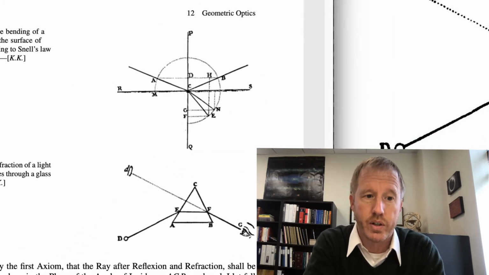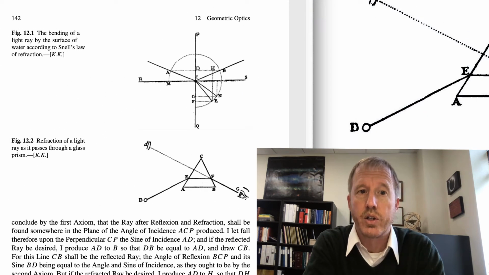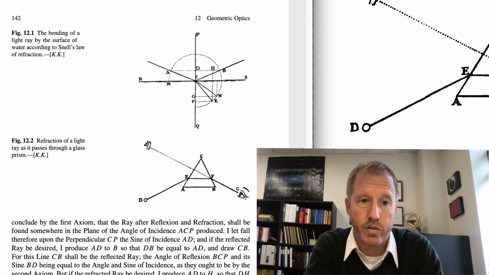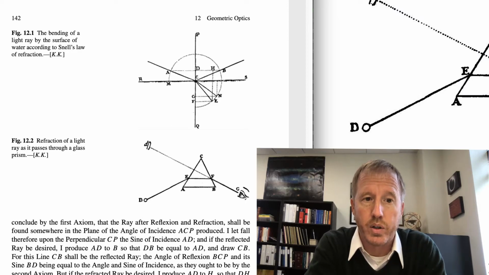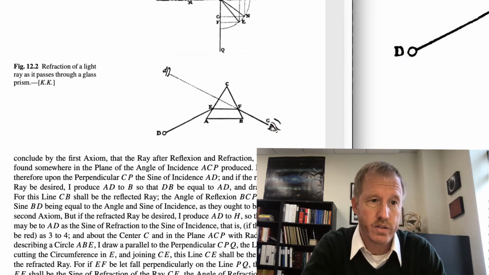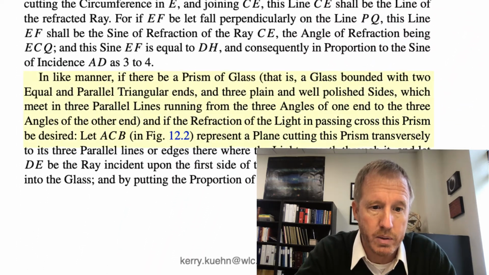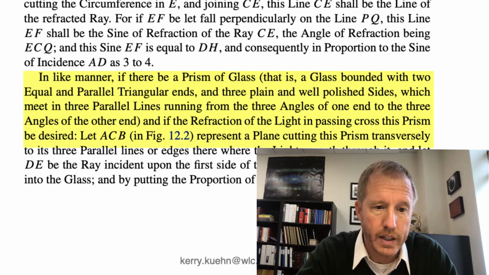The next thing that Newton does is he goes on to talk about the use of this law of refraction in other more potentially complicated scenarios. So he explains in figure 12.2 on page 142 how the light bends when going through a prism. He says at the bottom of the page, "In like manner, if there be a prism of glass, that is, a glass bounded with two equal and parallel triangular ends, and three plain and well-polished sides, which meet in three parallel lines running from the three angles of one end to the three angles of the other end.